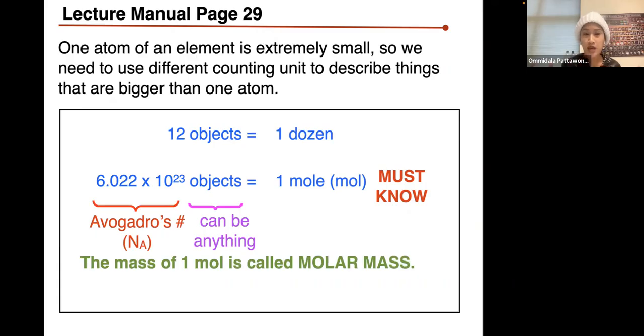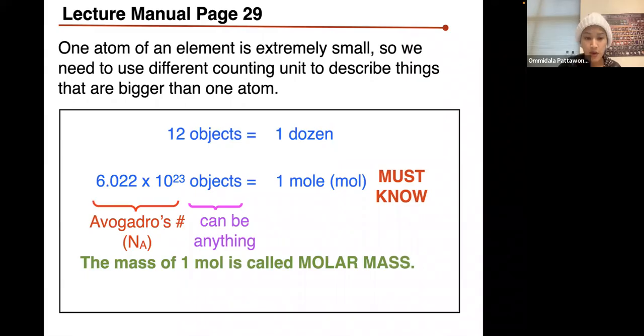So if I said 1 more people, that is going to represent how many people? 6.022 times 10^23, right? So that's a lot of people. Okay, so if you have this many objects, 6.022 times 10^23 objects, or 1 mole, the mass of this 1 mole is what we call molar mass. Okay, so molar mass is the mass of 1 mole.